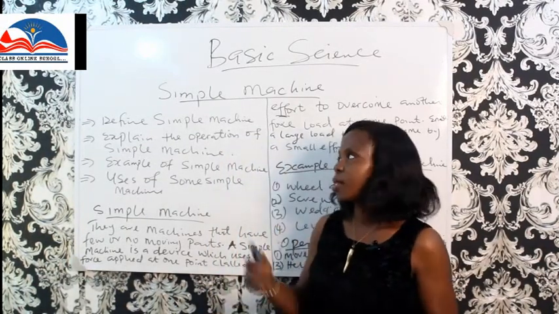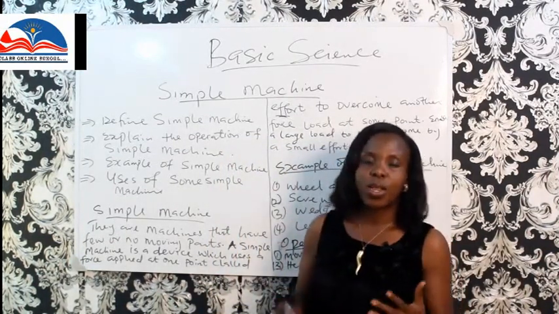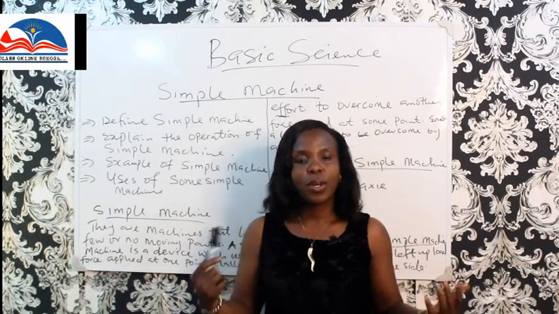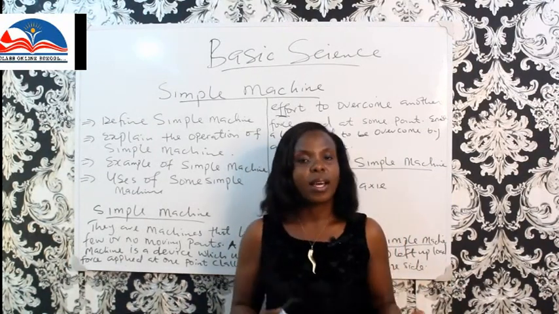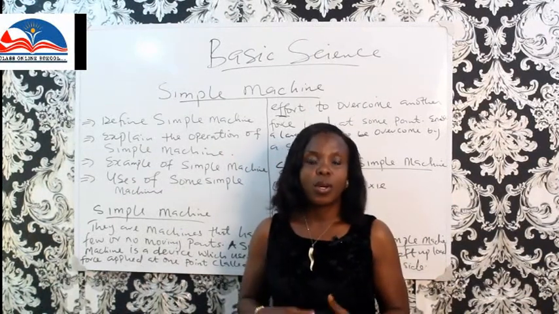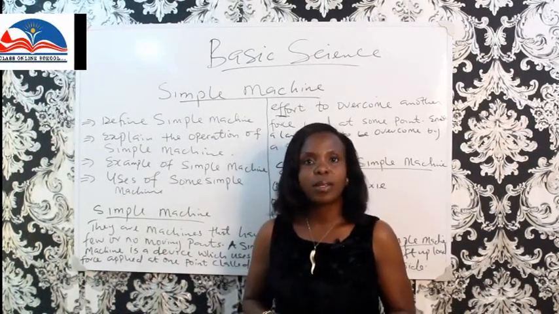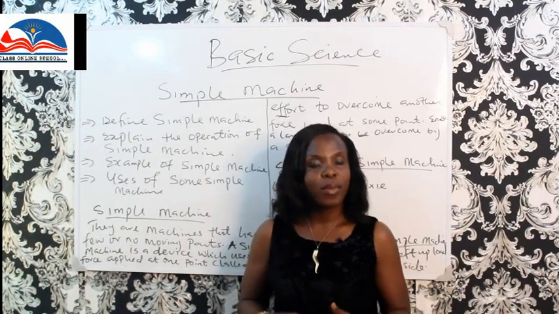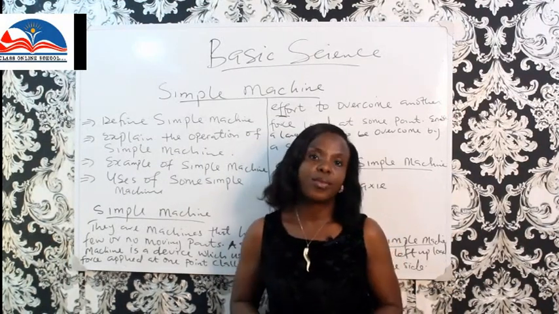In our previous class on basic science, we talked about chemicals. We looked at chemicals that are hazardous, chemicals that are not hazardous, and the uses of chemicals: chemicals used at home, in industries, and the rest of it.